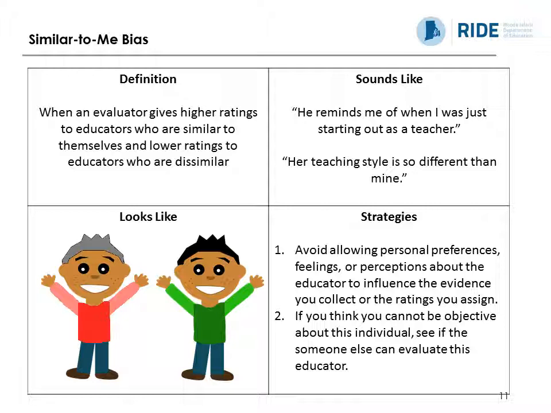In most cases, you should be able to avoid similar to me bias by leaving your preferences, feelings, or perceptions at the door and focusing on what you see and hear. However, there may be situations where you strongly feel you cannot be objective. For example, maybe an educator is your neighbor, or you are close friends with the teacher. In that case, you might want to assign that person to someone else's caseload, bring in another colleague to co-observe with you, or work with your supervisor to find a different solution.